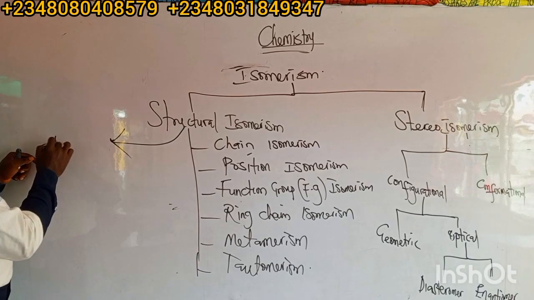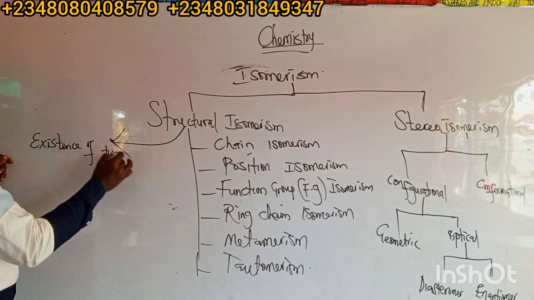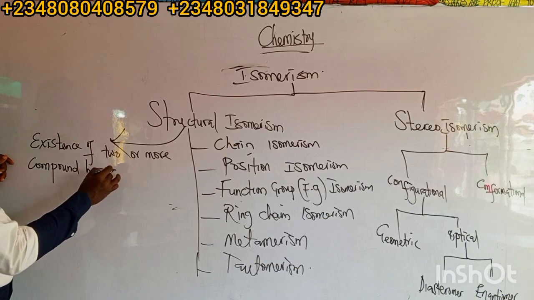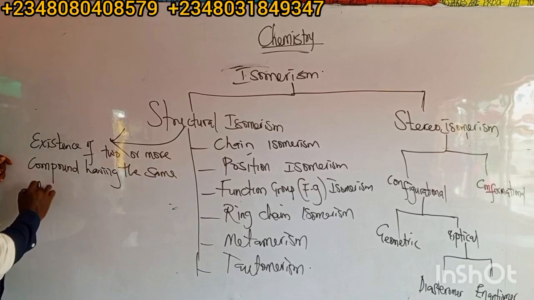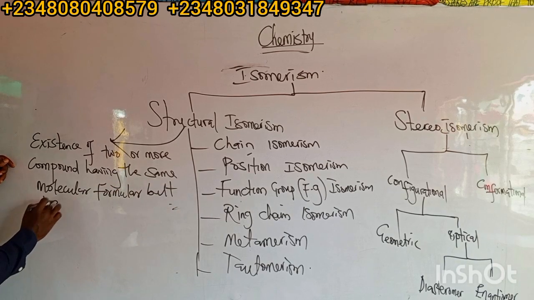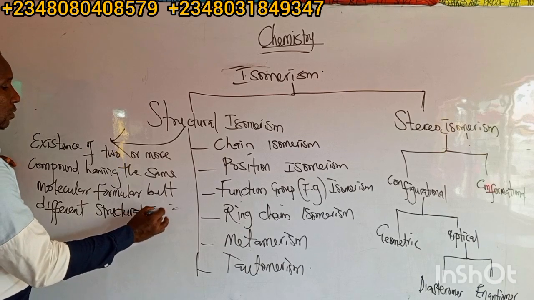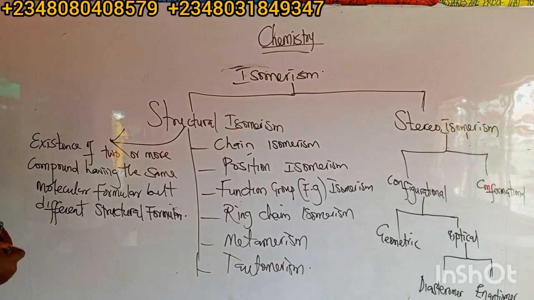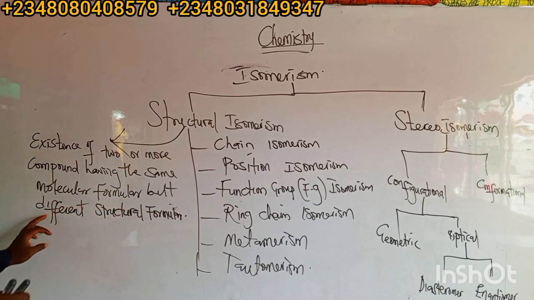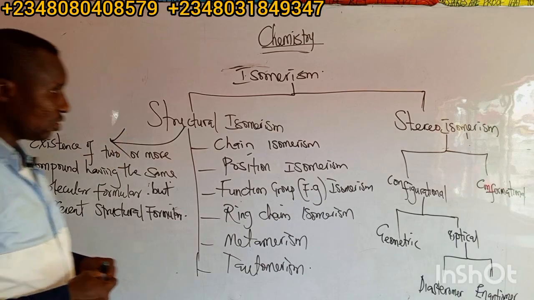This is the existence of two or more compounds having the same molecular formula but different structural formulas. Take note of that. That is structural isomerism: the existence of two or more compounds having the same molecular formula, but different what? Structural formula. That is your structural isomerism.